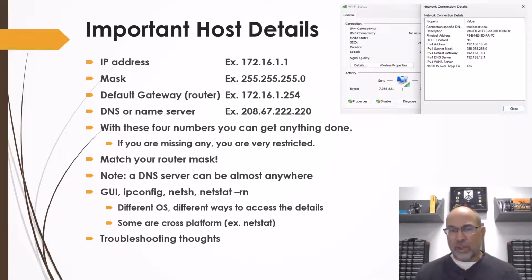Now, troubleshooting thoughts. If you're having trouble getting something done, a really nice thing to do is simply check to see if you've got an IP address. Now, we start with a link light, right? Do I have a link light? And if I do, did I get an IP address? And what is the IP address? Does it match what I've previously known from my IP addresses on this particular network?